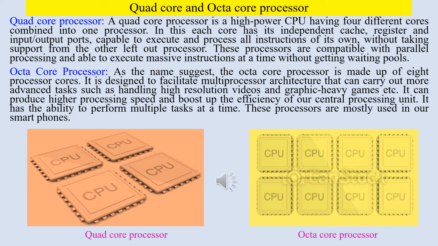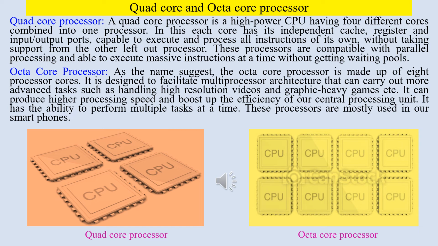Its performance depends on its computing components, that is hardware. Then octa-core processor. As the name suggests, the octa-core processor is made up of 8 processor cores. It is designed to facilitate multiprocessor architecture that can carry out more advanced tasks such as handling high resolution videos and graphic heavy games etc.